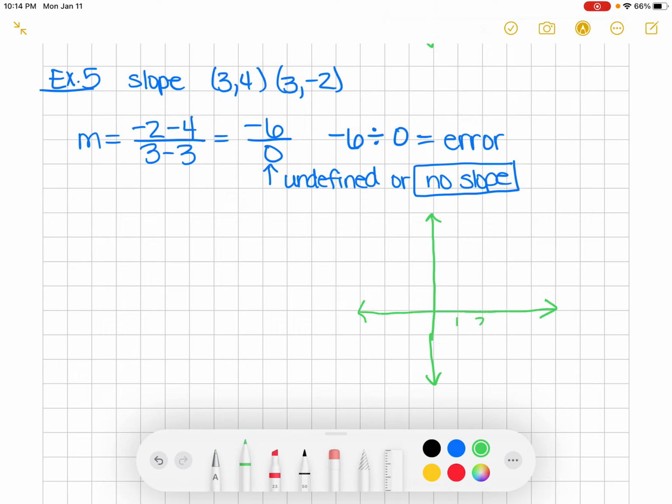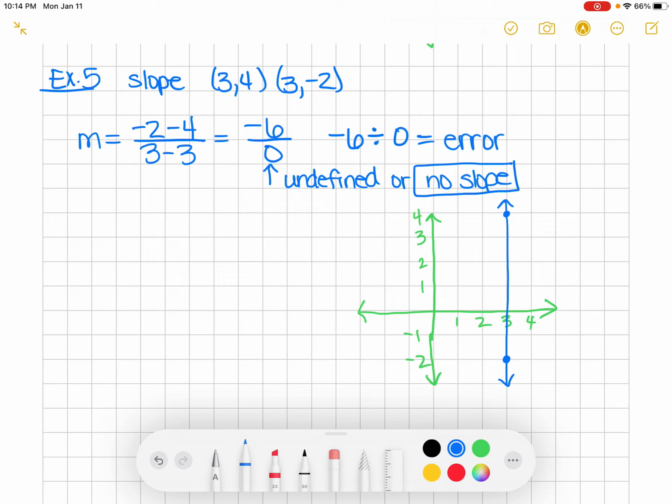Okay, here's my graph. 1, 2, 3, -1, -2. Let me plot those points that are up there. We have 3, 4. Oops, I did not go quite high enough because that was supposed to be a 4 up here. And 3, -2, which is down here. So my line for those 2 points is right here.